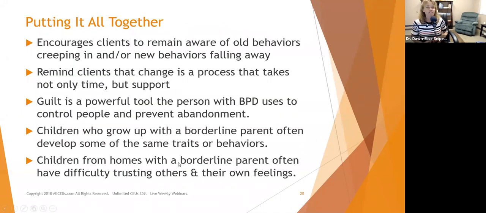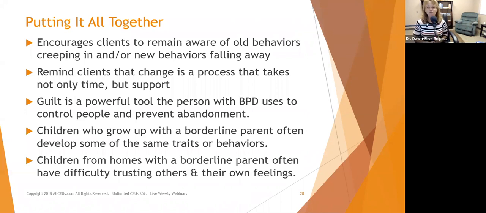Putting it all together, the final section encourages clients to remain aware of old behaviors creeping in or new behaviors falling away. We want to remind clients that change is a process that takes not only time, but support, they're going to need support when they're coming up against this situation.